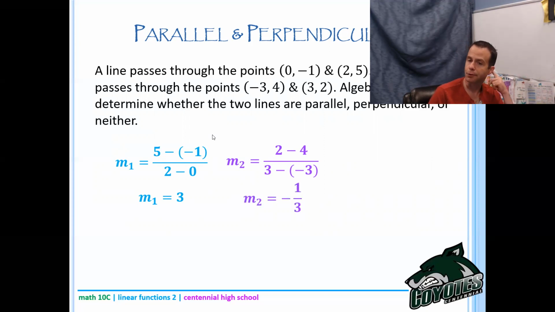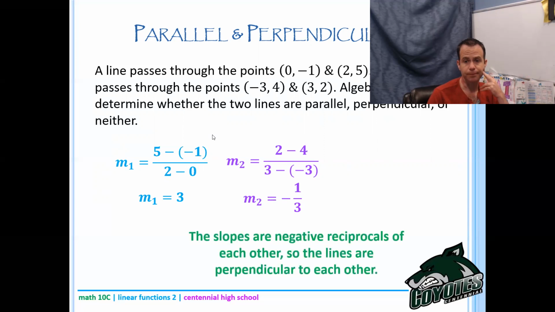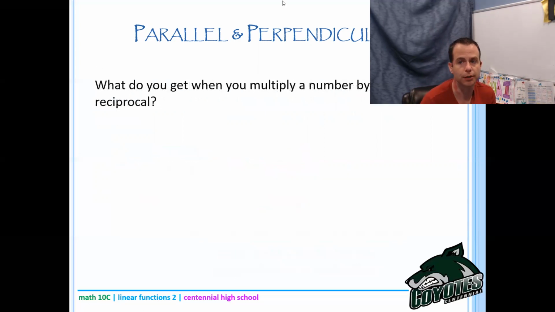I now want to compare those two slopes, and I see, remember 3 is 3 over 1, so I see that these two slopes are negative reciprocals of each other. Therefore, they're perpendicular. The lines are perpendicular to each other, okay? So you have to tell me what you see and how that tells you what you know, okay? So make sure you give me some sort of a concluding sentence here. So the slopes are negative reciprocals of each other, so the lines are perpendicular to each other.